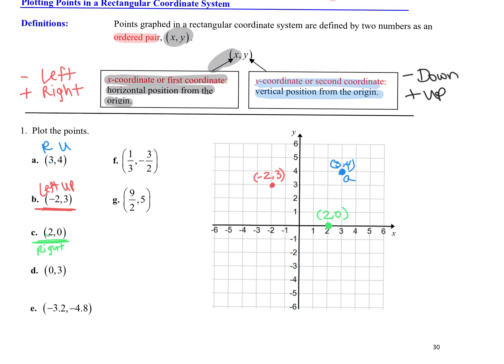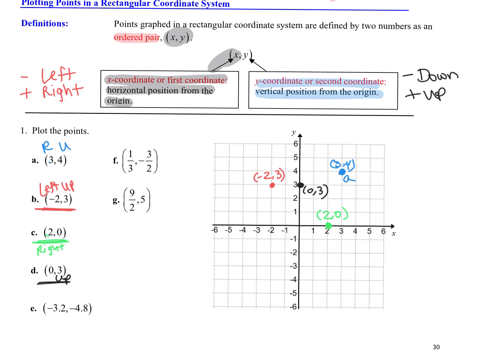Now let's try (0, 3). That means I don't get to go left or right. I only get to go up. And we call that the y-intercept. And that would be (0, 3).